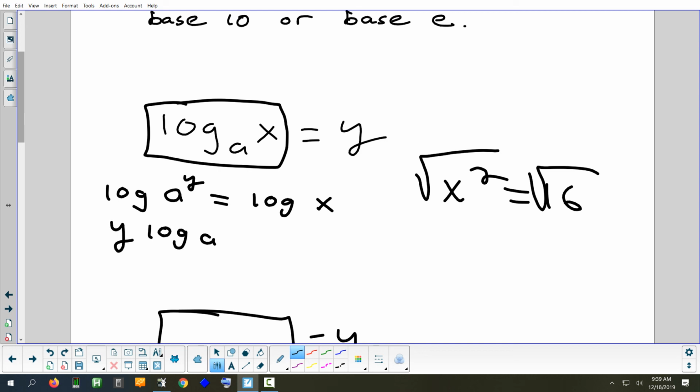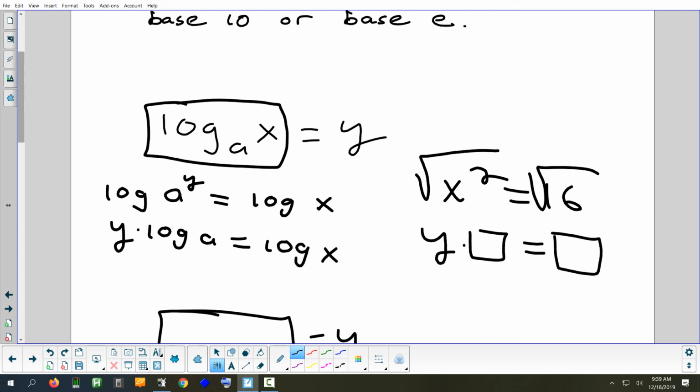So y times log a equals log x. Right. And now we're one step away from getting y by itself again. When I look at that, I see this: y times something equals something.